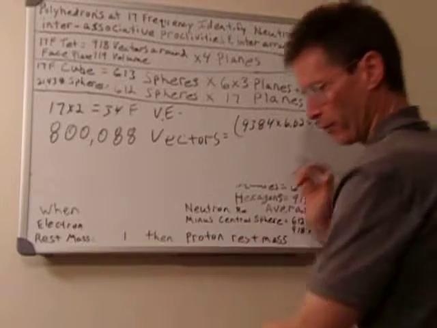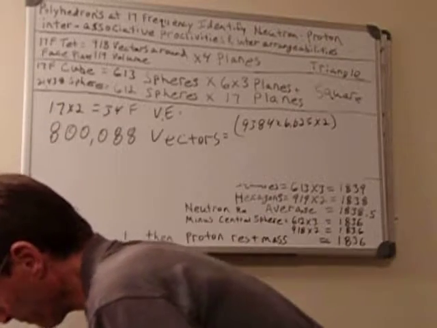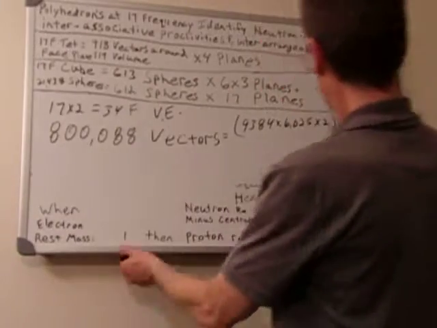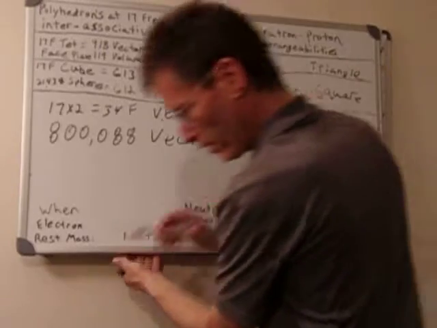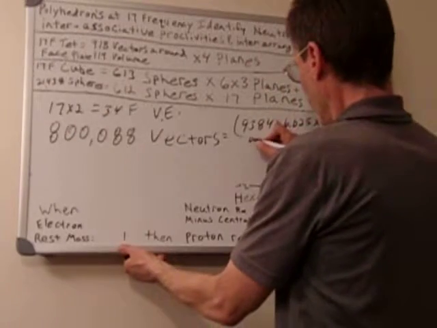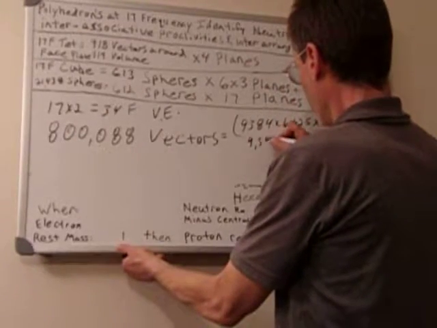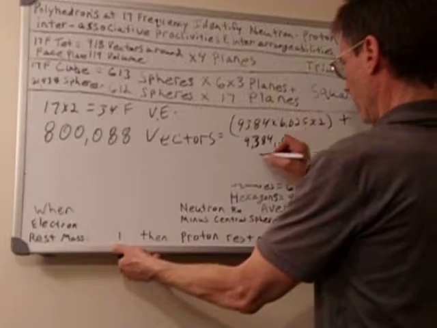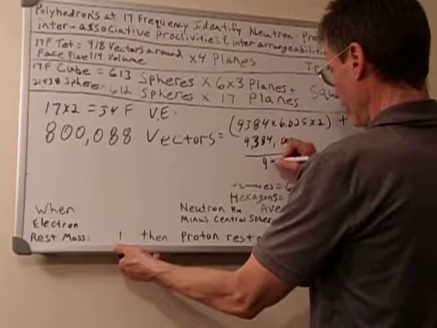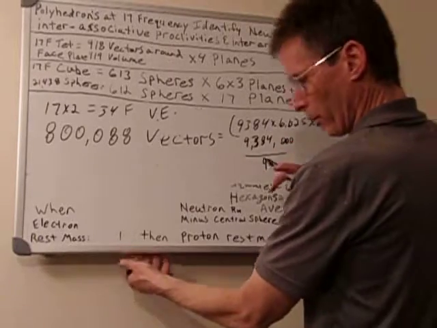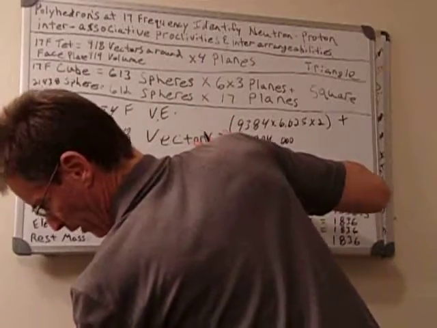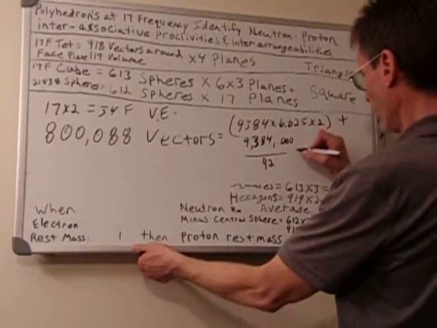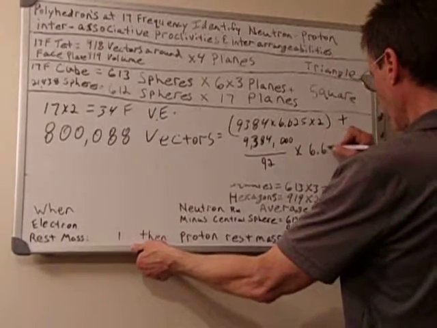Sorry, fellas. Thanks for putting up with me. Plus 9,384,000 divided by 92. 92 is the total number of naturally regenerative chemical elements times 6.625.